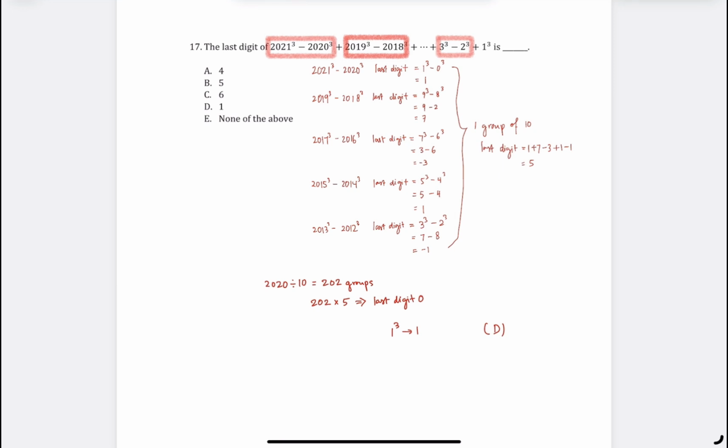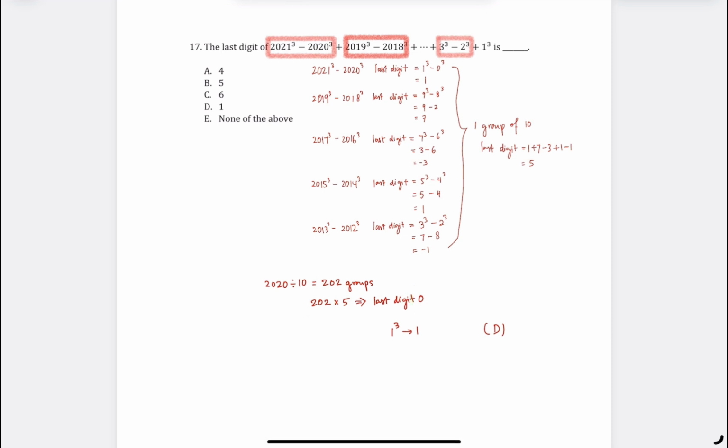Okay, then you need to find how many groups of 10 there are. So from 2021 to 2, there will be 2020 terms. So if I divide into groups of 10, I will have 202 groups. Okay, so 202 multiplied by 5, I will have a last digit 0.